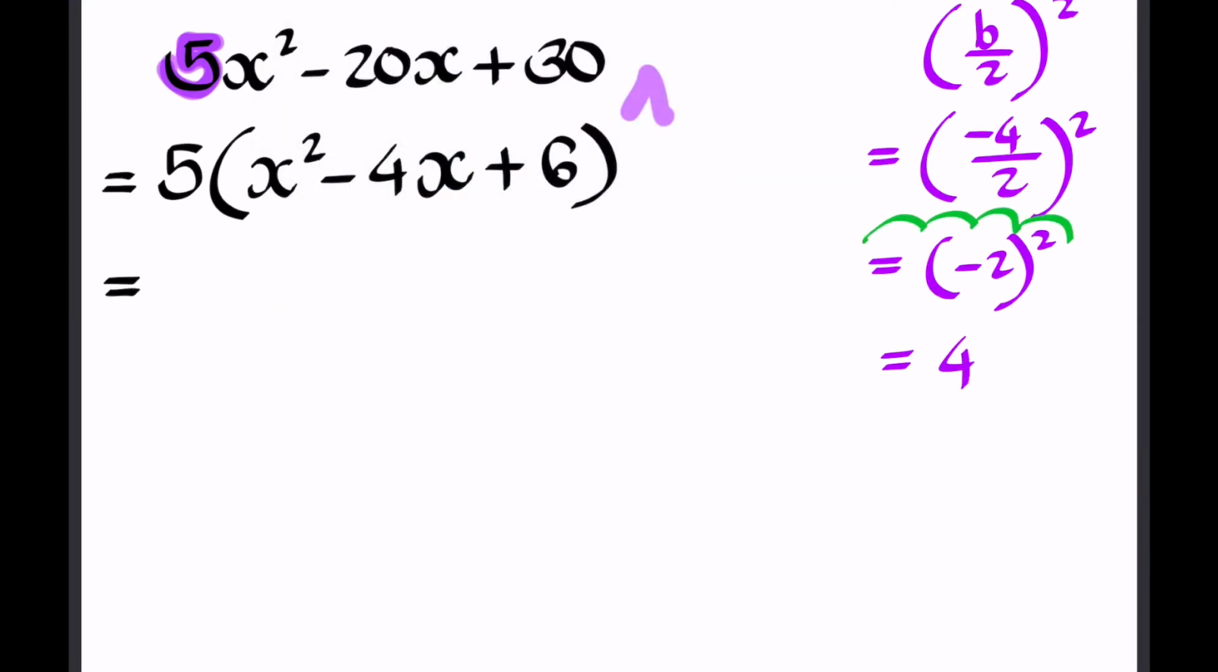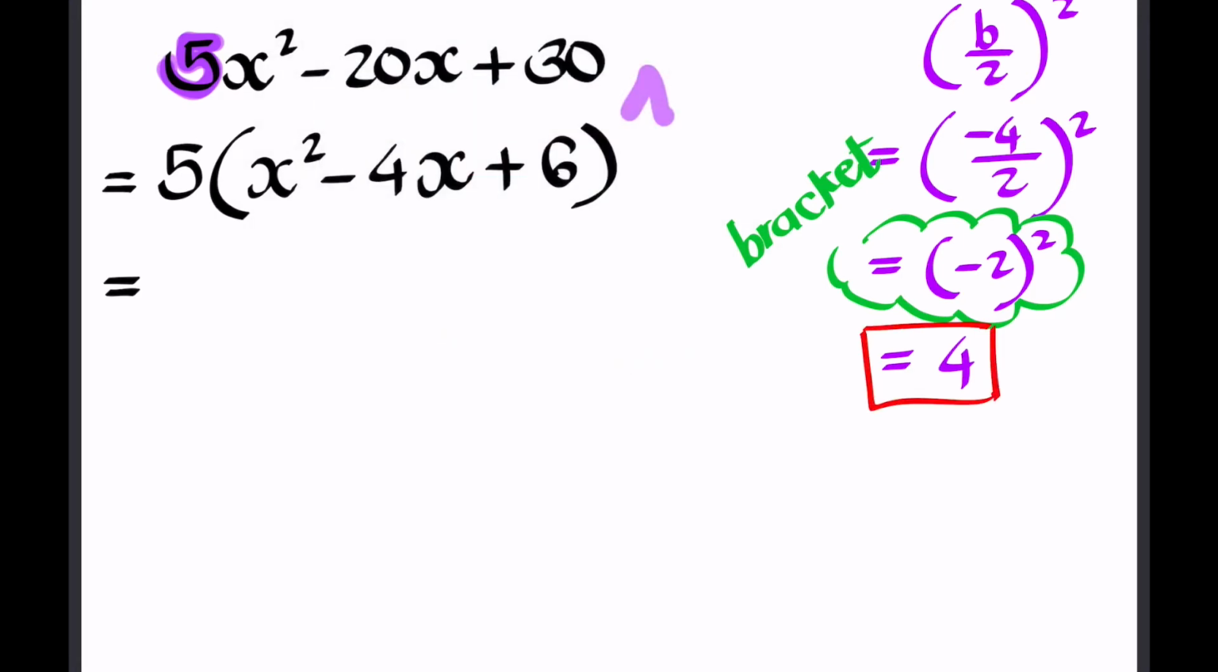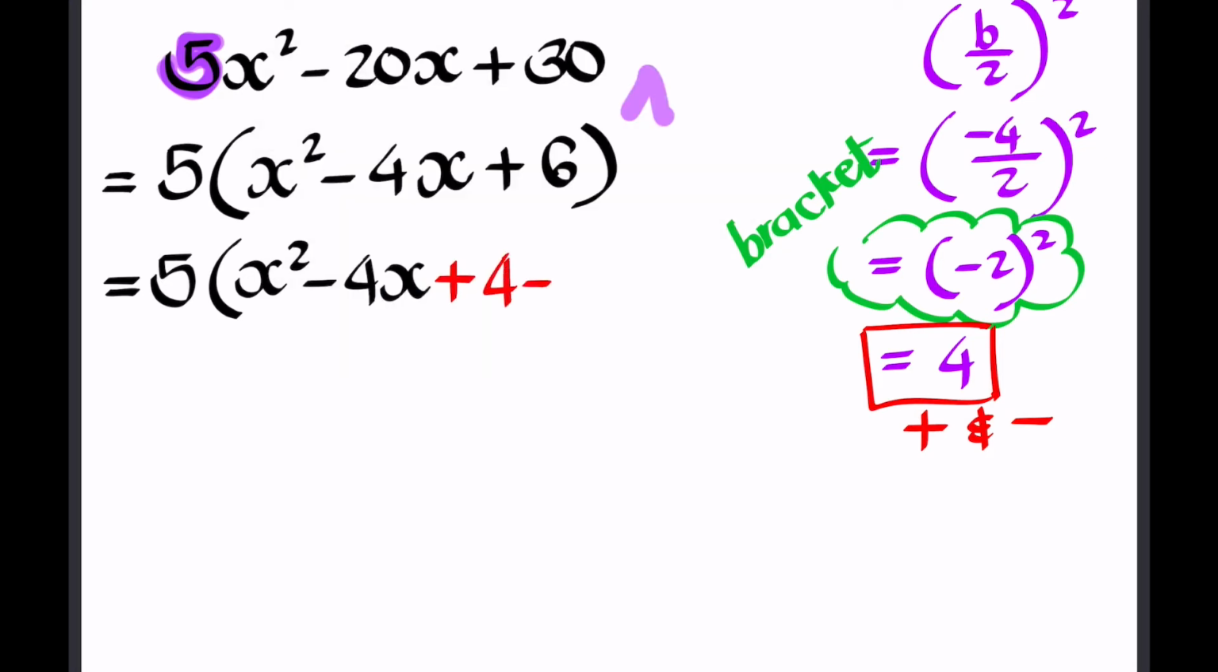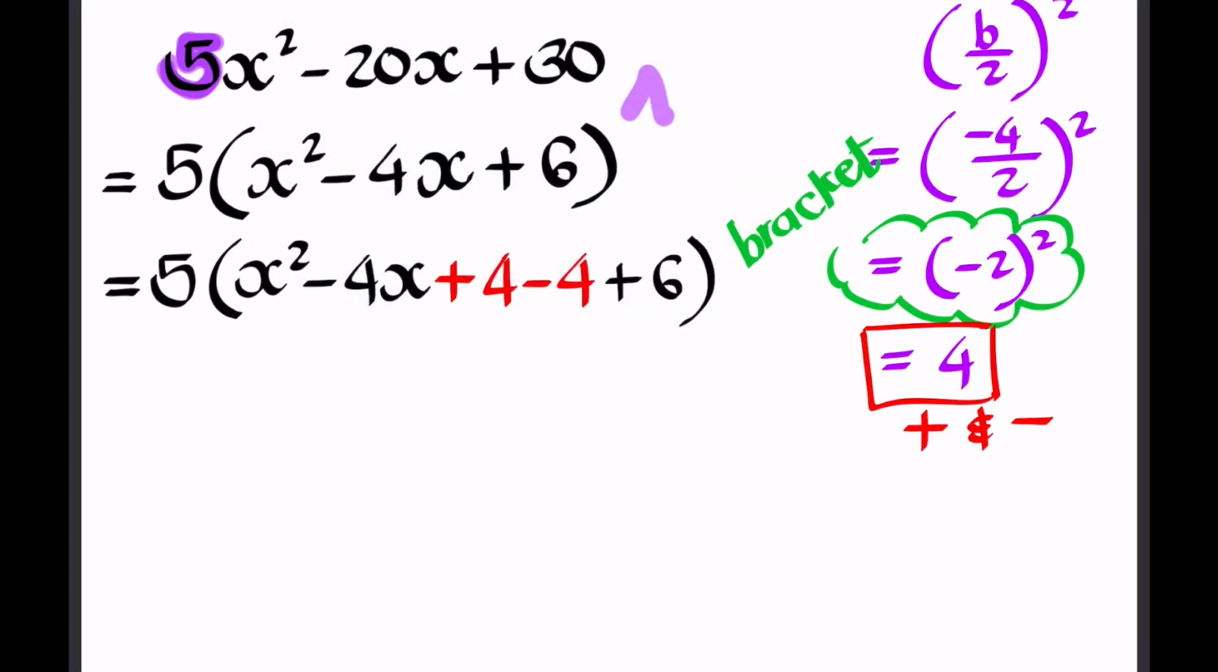So by doing this, I have now said that minus 2 is what's going to go in my brackets. And the positive 4 is what, because it's an expression, I'm going to add and subtract. So like normal factorization, I'm going to keep this 5, and I'm going to have x squared minus 4x. Then I'm going to plus the 4, and I'm going to subtract the 4, and then I'm going to carry down my plus 6. Don't forget about your plus 6. All right, so I have 5. Don't forget about the 5.